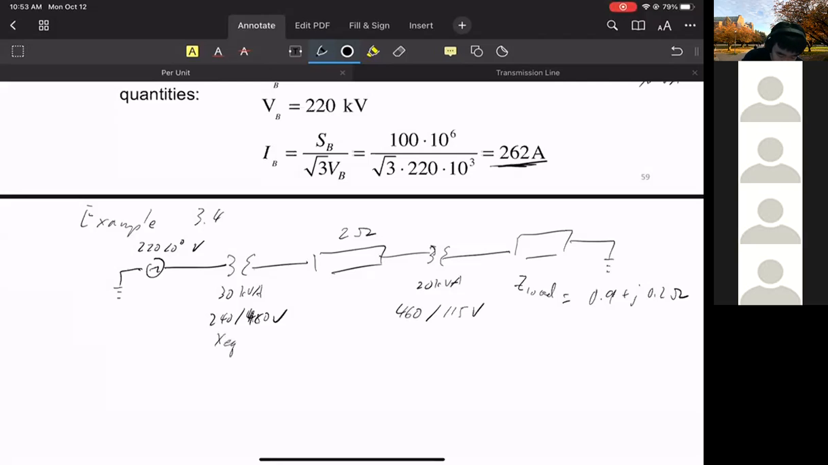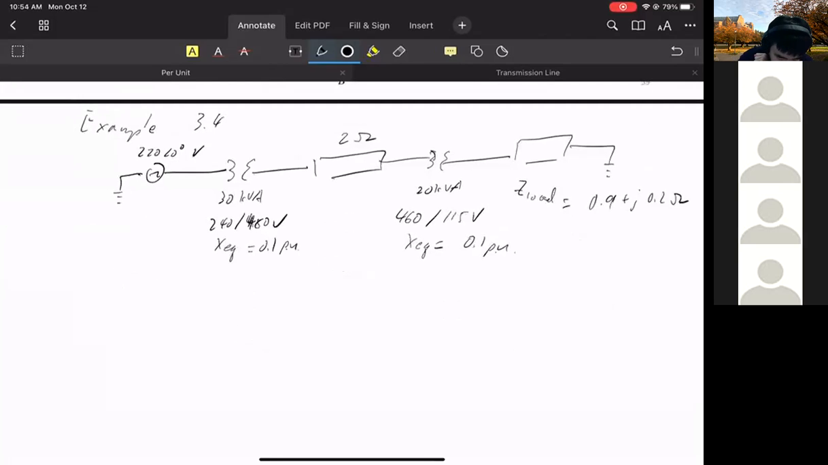And here the equivalent impedance referred to the primary is 0.1 per unit. Here the equivalent impedance referred to the primary is 0.1 per unit also. Okay, and our goal is to draw a single phase circuit, a per unit circuit, to deal with this problem. So let's look at what we do again. As a redo, let's pick the power base to be 30 kVA. Again, let's pick this to be 30 kVA.